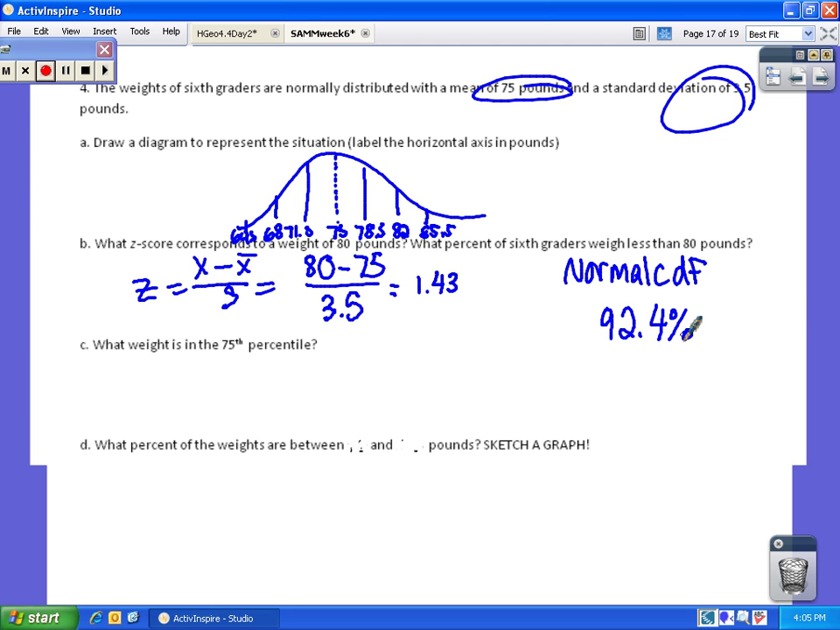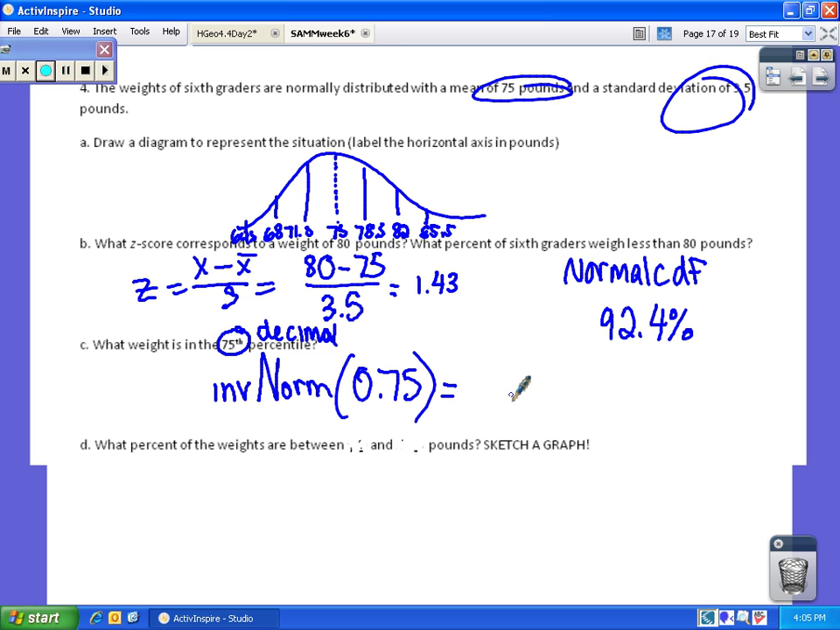To find the weight that's in the 75th percentile, I use inverse norm of 0.75. The way you get that is second vars 3, and then type in 0.75, which is 75 as a decimal, end parentheses, and you get a z-score of 0.6745. We're not done yet. Inverse norm gives me the z-score, but I want the weight that's in the 75th percentile. So I'm going to set that equal to my x minus x bar over s.